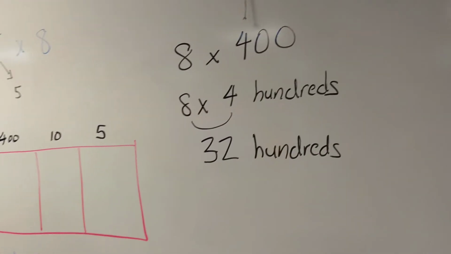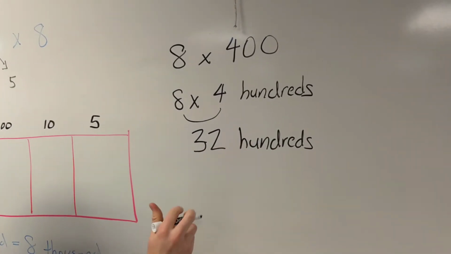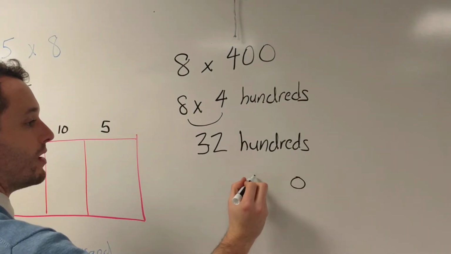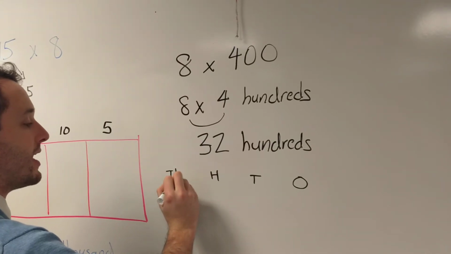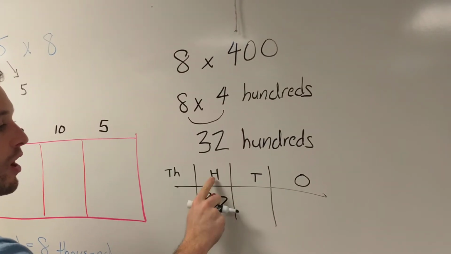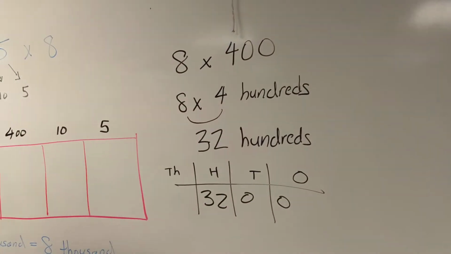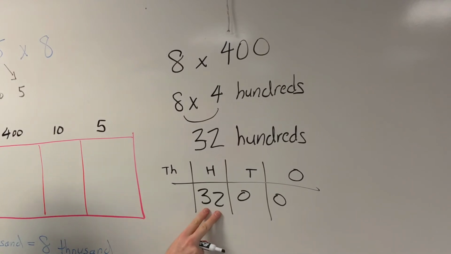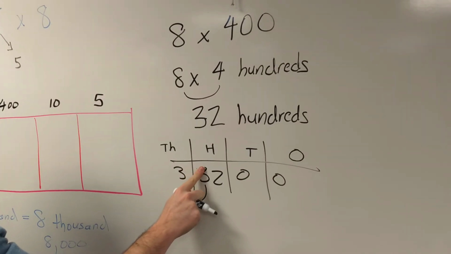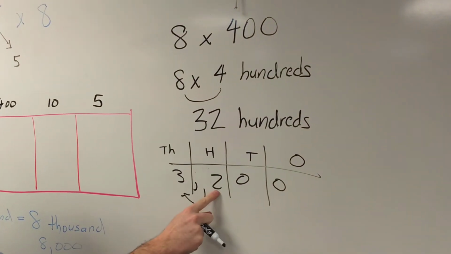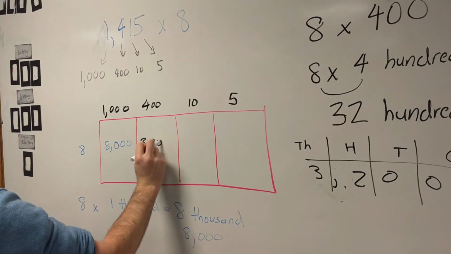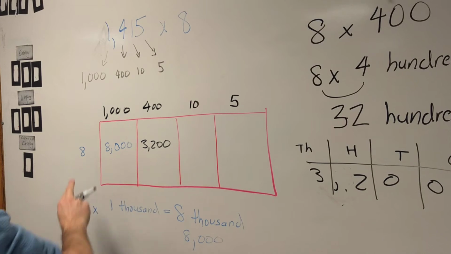Now, if your child has a hard time conceptualizing what 32 hundreds is, you can have him or her draw out a place value chart. Got my ones, my tens, my hundreds, my thousands. 32 hundreds. But your child should know you cannot have 2 digits in one place value, so this 3 has to slide over and become here. So it is now 3,200. 3,200 is my product of 400 times 8.